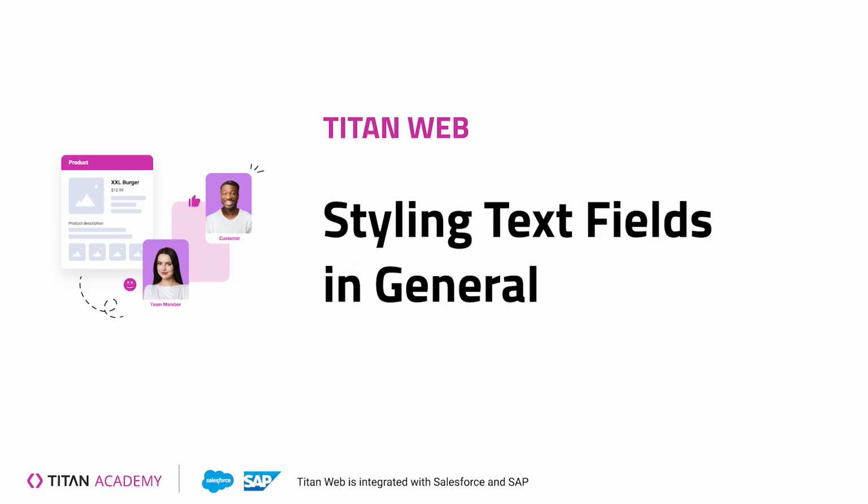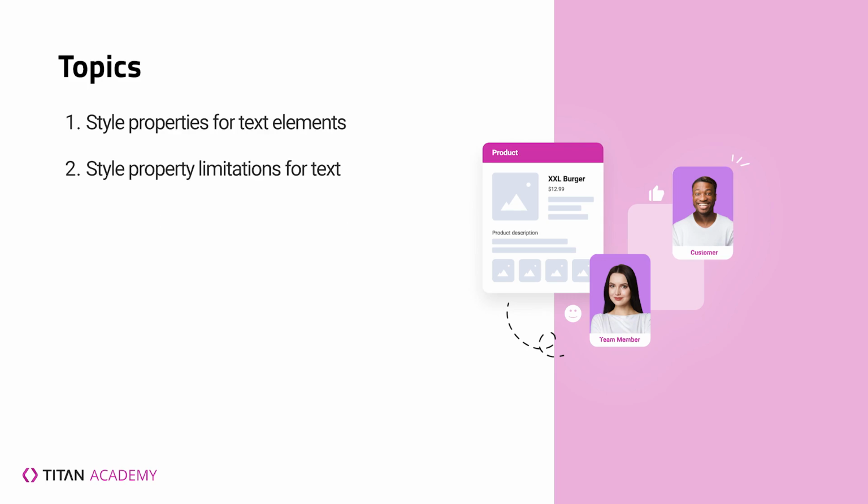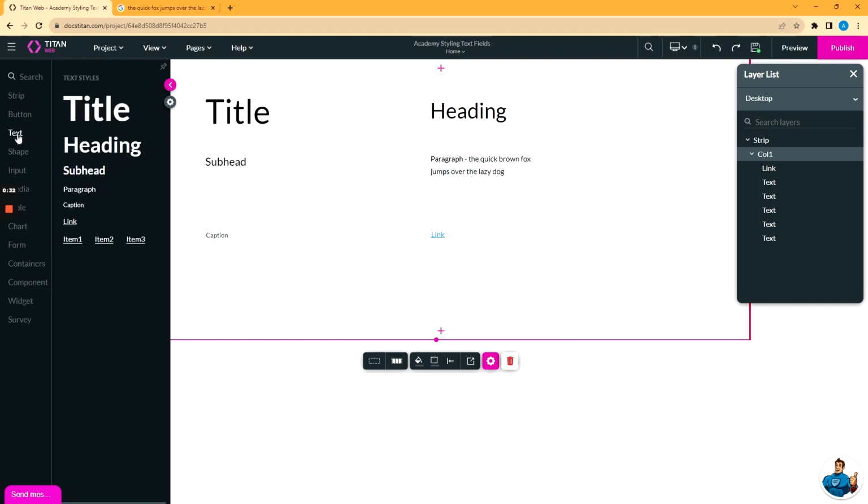In this video, we will discuss styling text fields. We will cover the most important style properties for text elements, limitations in using the style properties for text, and custom HTML options. Titan provides 6 different text elements: title, heading, subhead, paragraph, caption, and link.